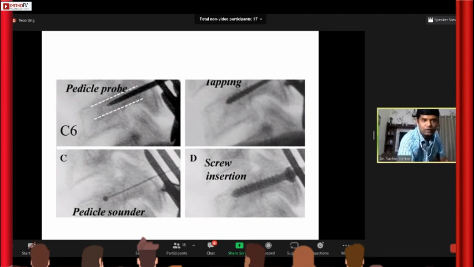But in the beginning of your practice, it is better to master lateral mass fixation. And I think as you graduate more into your experience, then you can try the pedicle and other things.